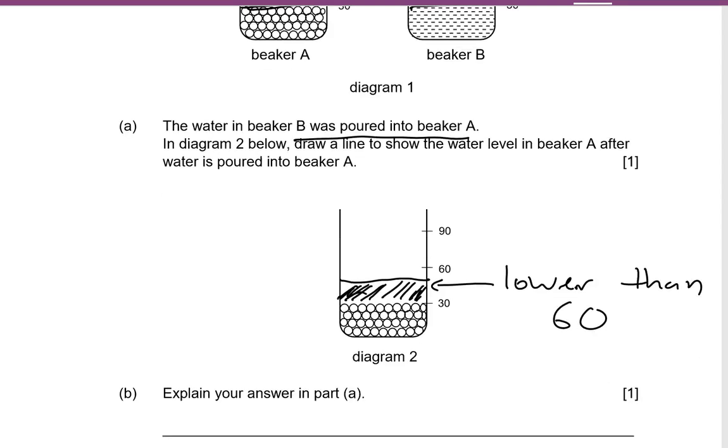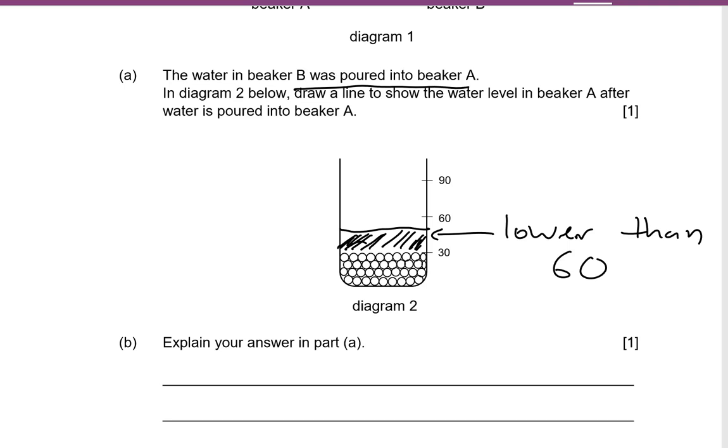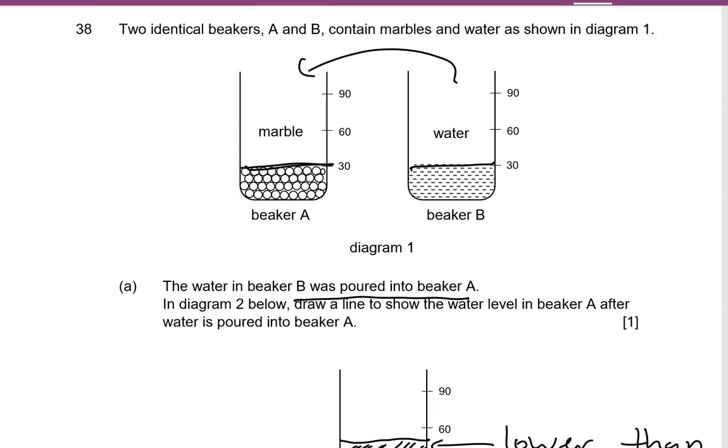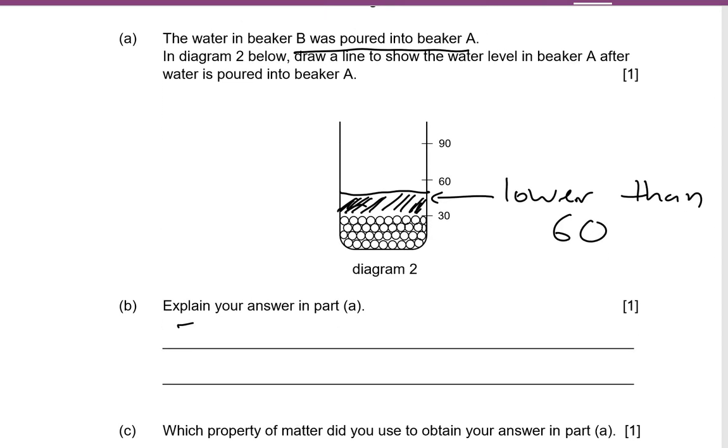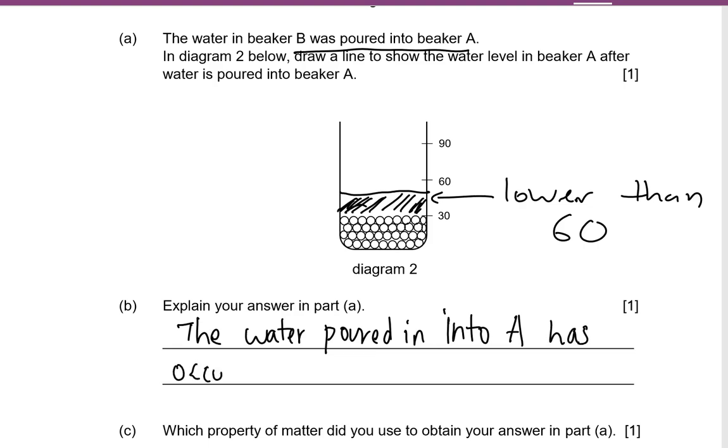So what is the reason why? Now when we talk about metal, a few magic words must come into your mind. Why is it that 30 plus 30 doesn't give you 60? Because you notice there's a lot of empty spaces inside here. So we're going to try to explain that using occupying space. What happens when you start pouring in water? The water poured into A. What has it done? It has occupied, right? It has taken up some space.